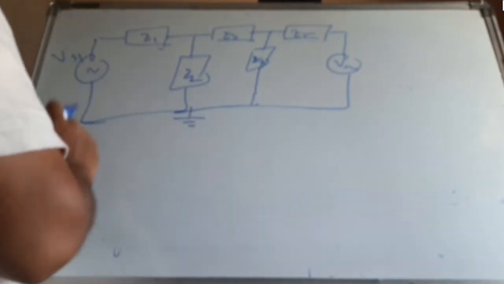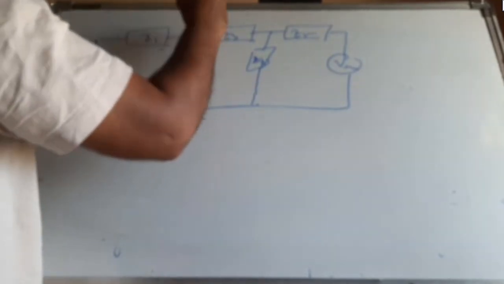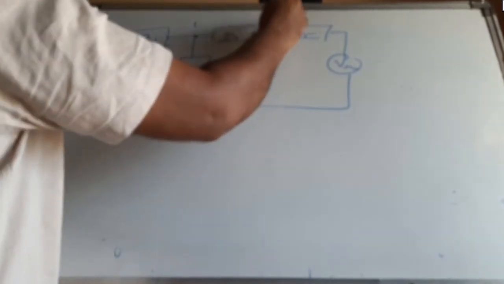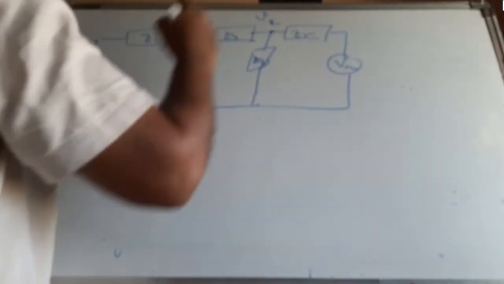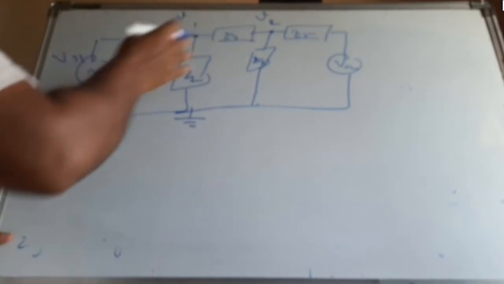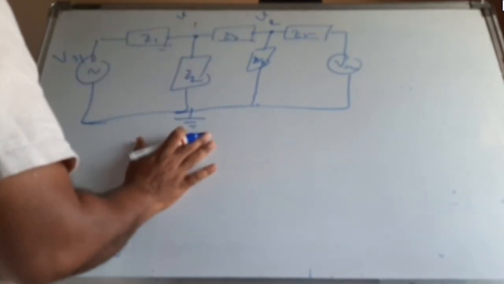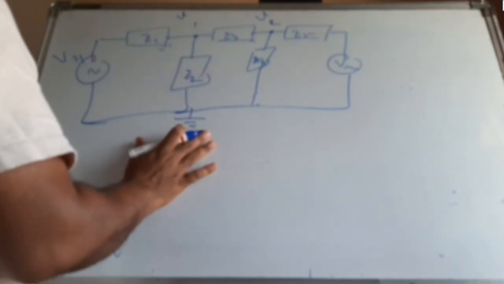So how are we going to apply this? We call this node 1, and this node 2. This is the reference. Two nodes. We have to find V1 and V2 here using this circuit, and now you are able to apply the mesh analysis, nodal analysis.